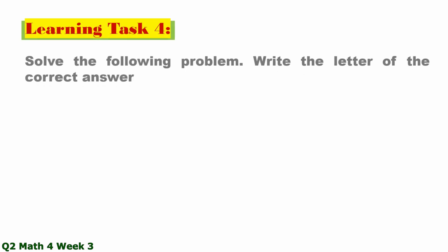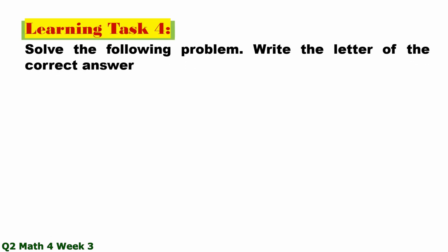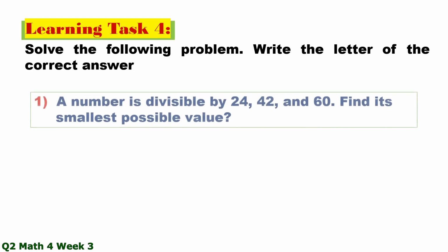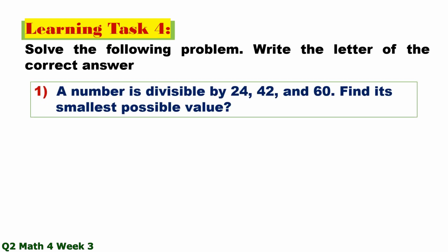Task 4. Solve the following problem. Write the letter of the correct answer. Number 1. A number is divisible by 24, 42, and 60. Find its smallest possible value.